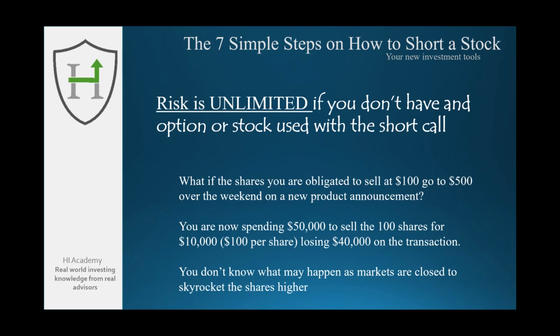What if the shares you're obligated to sell at 100 go up to 500 over the weekend on a new product announcement? You're obligated to sell shares of stock at $100. So if you went out there and had to go buy shares at $500, you literally would be buying 100 shares at $50,000 to turn around and have to sell them for $100 per share, for 10 grand. Oh, that's like buying high and selling way low, right? You don't want to buy at 500, turn around and sell it at 100. You want to buy at 100 and sell it at 500.